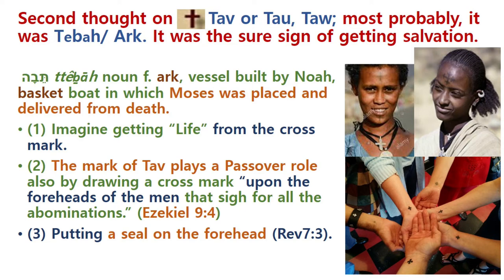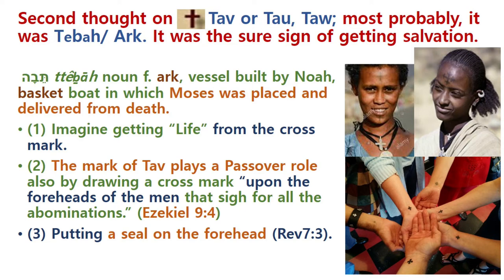Number two, the mark of Tav also plays a Passover role. Many scholars assume that on the night of Passover, they placed the blood over the door frame, okay? It's a Passover role. When every house was painted with the blood of the Passover lamb, then they were delivered. They were not attacked by the killing angel.